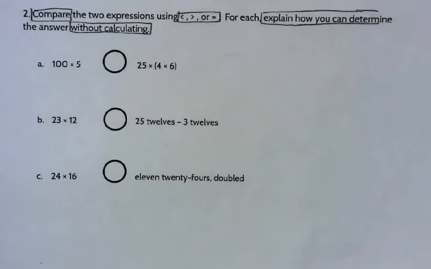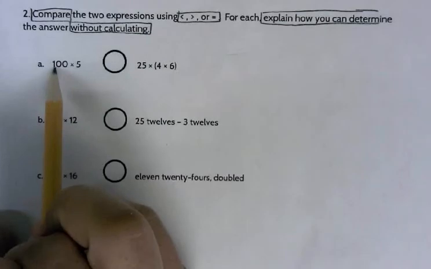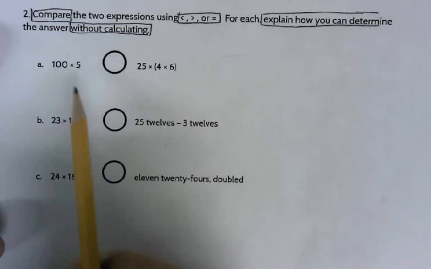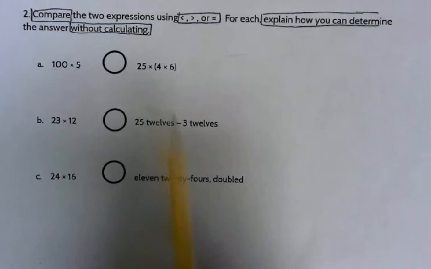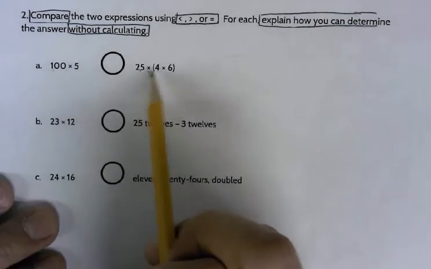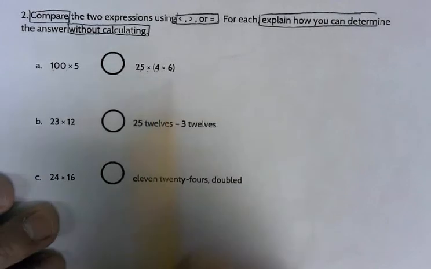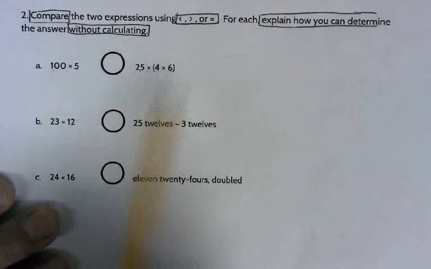So let's look at A. We got 100 times 5. We know that in our head that's 500. Now we've got 25 times the product of 4 and 6. So looking at my three numbers, does anyone see what two numbers would make 100?